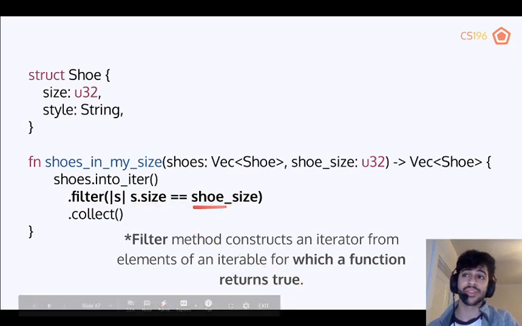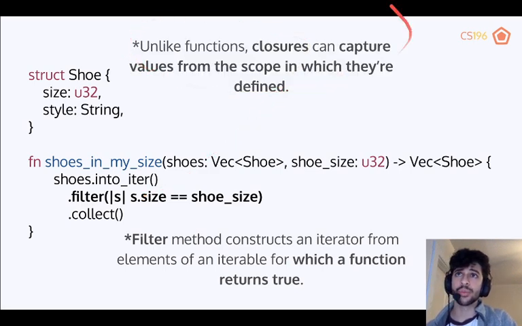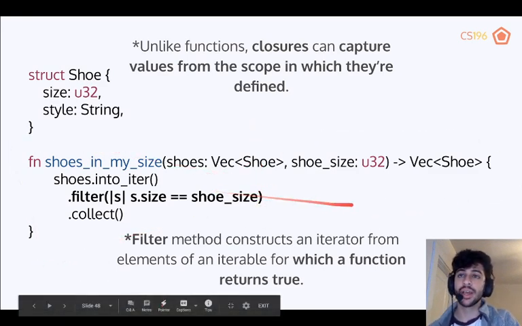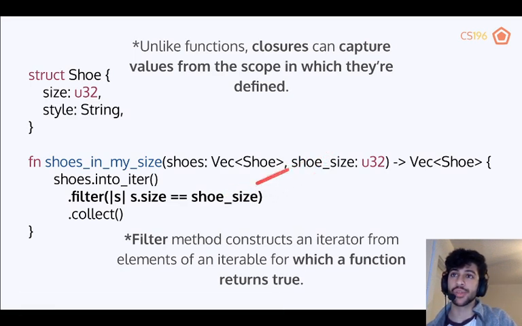So in this case, the method that we want to return true is the shoe size that we're looking for being equal to the size of the shoe that we're looking at. A very important thing to note that we talked about earlier: unlike functions, closures can capture values from the scope in which they're defined. Here, the scope is this entire function. What is the value that it's capturing? Shoe size. We can still access this variable despite it being inside of the closure.